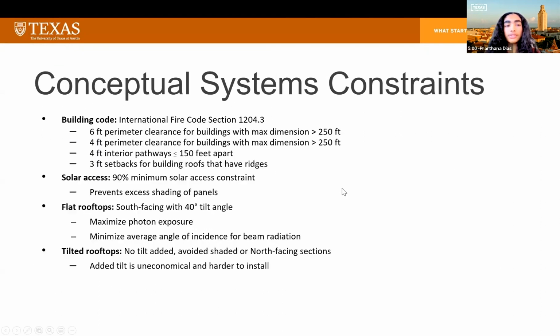For our conceptual systems constraints, we constrained our system to the International Fire Code Section 1204.3, which demands perimeter and interior pathway clearances, as well as setbacks for building roofs that have ridges. We constrained our solar access to 90% minimum, and for south-facing rooftops, we tilted them at a 40-degree angle. However, not all of our rooftops were constrained to this, to maximize the effect of our overall plan. For the tilted rooftops, we added no tilt to avoid shading the northern-facing sections of our buildings.